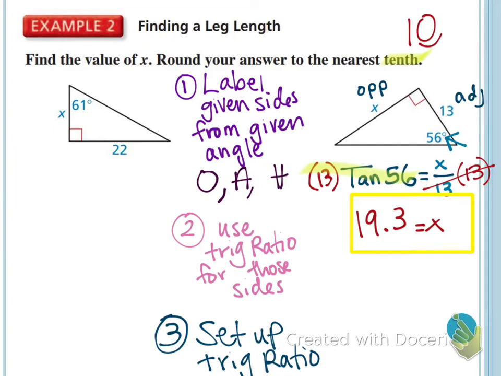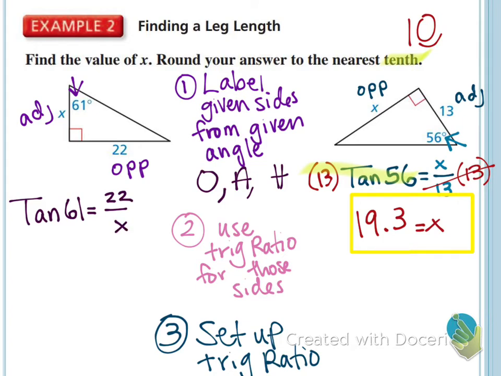First thing we're going to do is label the sides from the given angle. So from 61 degrees, what kind of sides do we have? We have 22 and x. What kind of side is 22? Opposite. And then what kind of side is x? Adjacent. So step two, you would pick a trig ratio. Which trig ratio deals with these two? Tangent. From what angle? 61. And then it's always opposite over adjacent. So what will go in the numerator? 22 is the opposite, and then x is adjacent.